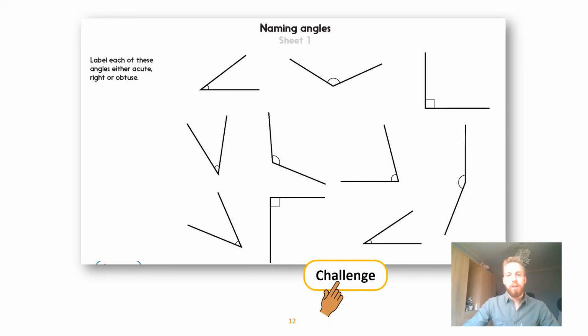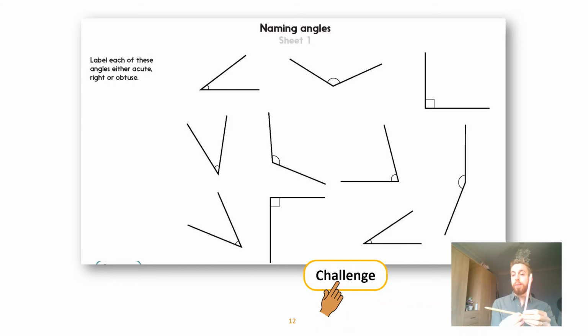What you're going to have a go at now is naming some of these angles. If you have a go at the worksheet that I've uploaded onto Seesaw, you'll see a sheet that looks like this. You need to label each of these angles. It will either be a right angle, if it makes that L shape. So if it looks like this, that would be a right angle. If it's any smaller, all of the angles that are smaller than that are acute. Remember, acute is something small, an acute angle.